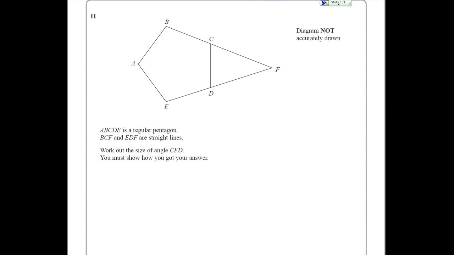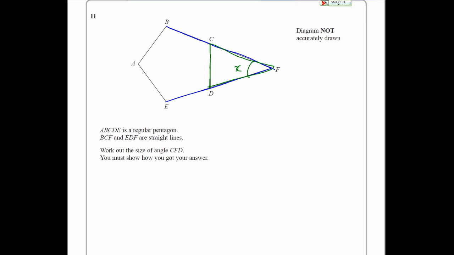ABCDE is a regular pentagon. BCF and EDF are straight lines, as we can see. Work out the size of the angle CFD, so from C to F to D, that's this angle. Okay, let's call it X. You must show how you got your answer.